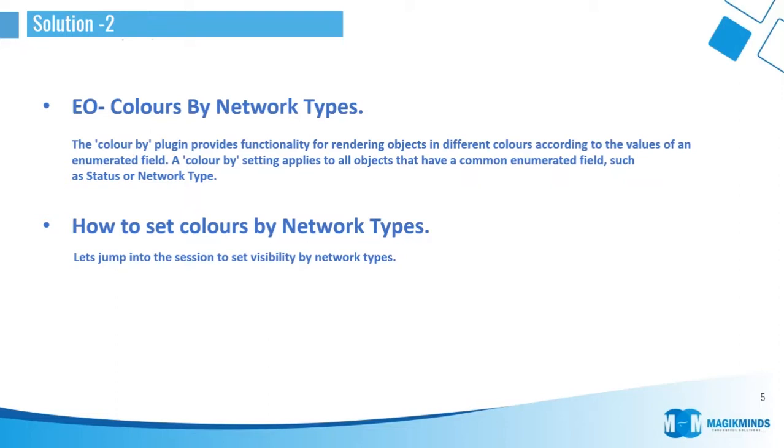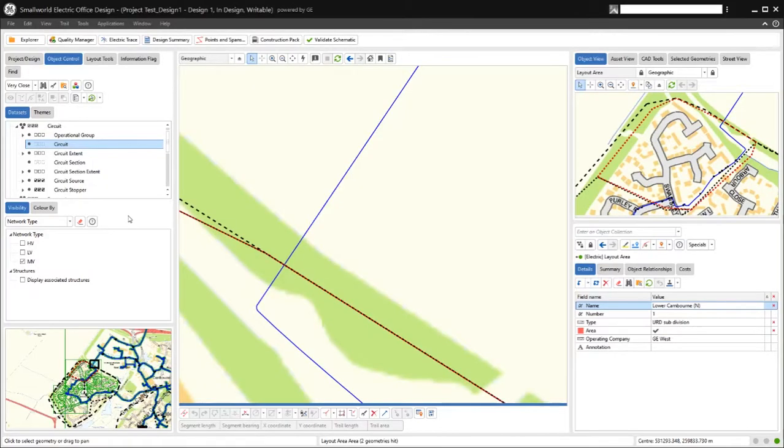Let us jump into the session to set the visibility by the network types. Besides the visibility, you can find one more option called color by. In order to use this color by, as said before, you need to configure a plugin called color by. You can contact your administrator in order to get this access. Under this color by functionality, there are multiple attribute informations. If you expand that, you can set the color by circuit, line voltage, network type, status, and the phase.